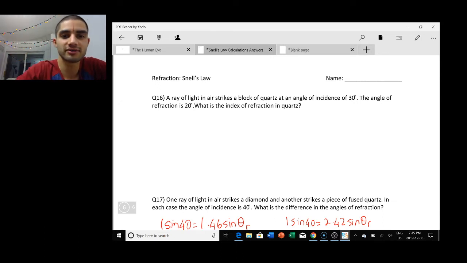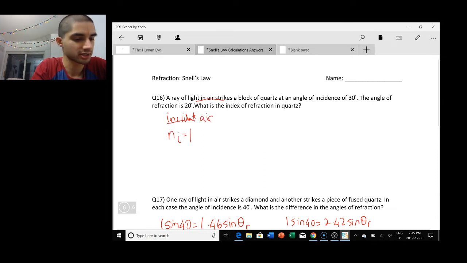Okay, a ray of light in air strikes a block of quartz at an angle of incidence of 30 degrees. The angle of refraction is 20 degrees. What is the index of refraction of quartz? So your incident medium is air, and we know the index of refraction of air is 1.